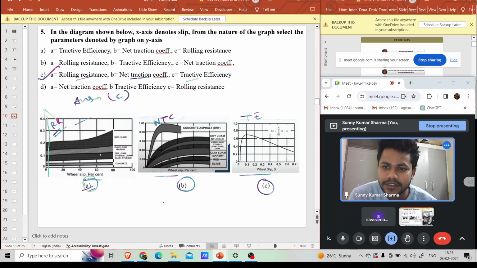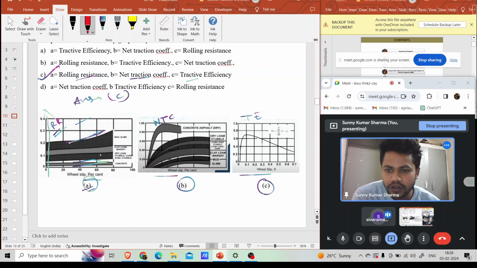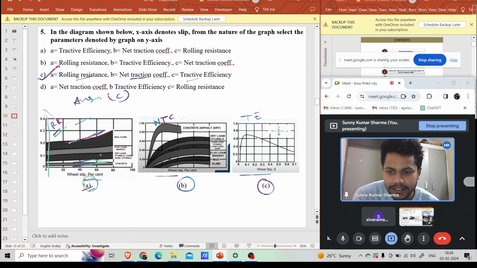So the answer is C. Can you tell, in rolling resistance, the upper curve is for what soil and the lower curve is for what soil? The lower one is for concrete, sir. Yes, correct. And the upper one is for soft soil, mud and slime, sir. That you can see, but can you explain why in concrete it is lower and why in mud the rolling resistance is higher? Explain.